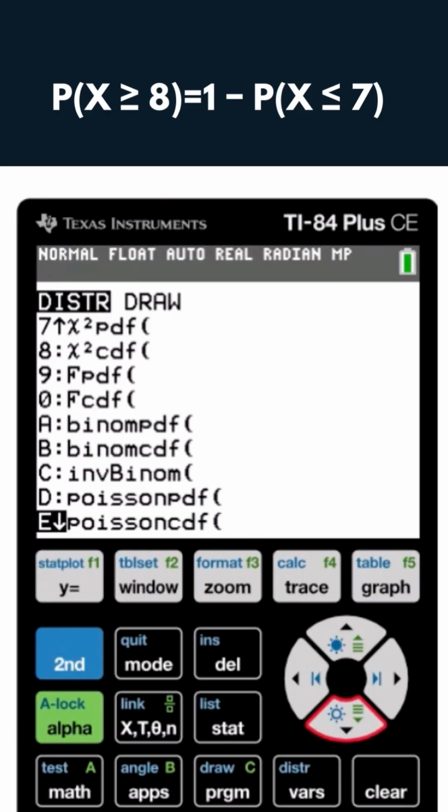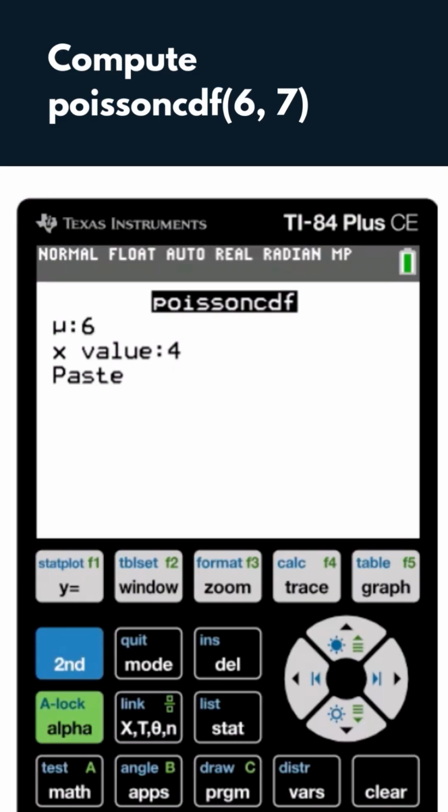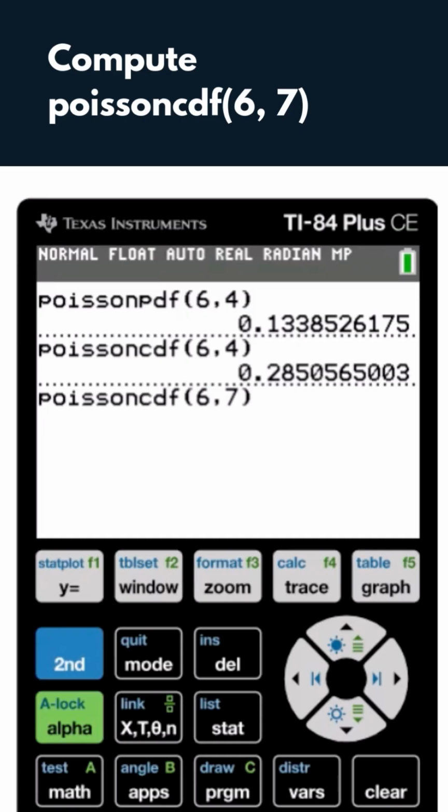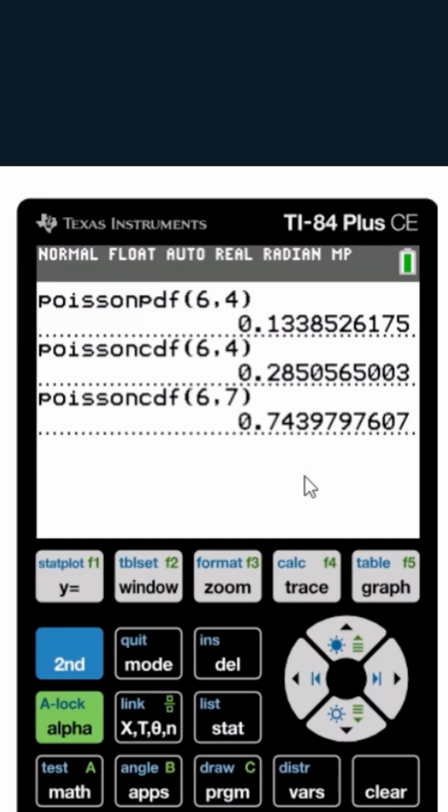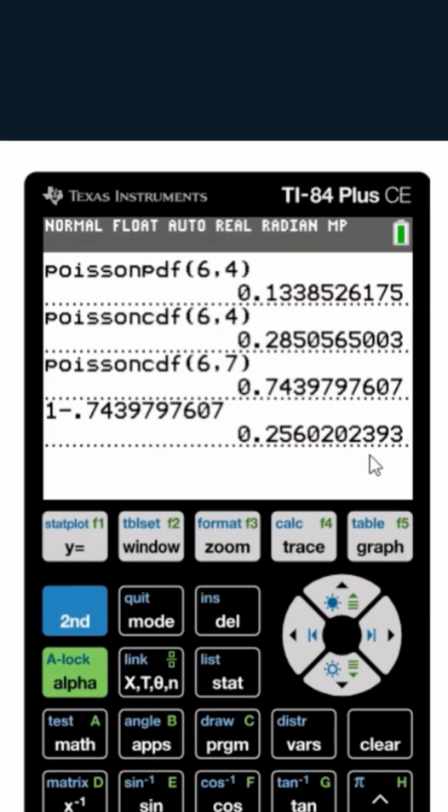So compute poissonCdf with lambda equals 6 and x equals 7. Then subtract that from 1. Elegant. Efficient. Very Poisson.